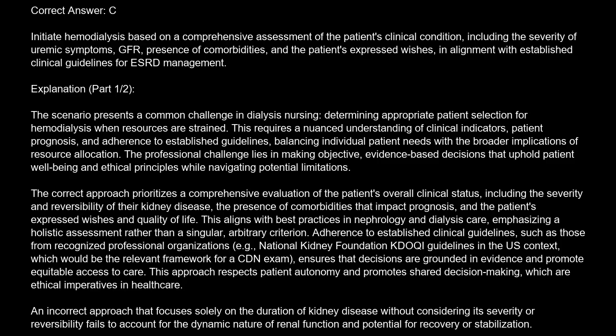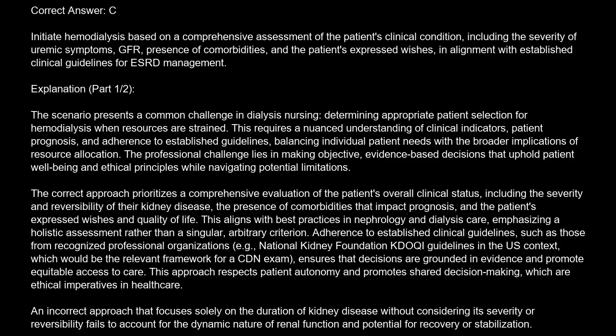The professional challenge lies in making objective, evidence-based decisions that uphold patient well-being and ethical principles while navigating potential limitations. The correct approach prioritizes a comprehensive evaluation of the patient's overall clinical status, including the severity and reversibility of their kidney disease, the presence of comorbidities that impact prognosis, and the patient's expressed wishes and quality of life. This aligns with best practices in nephrology and dialysis care, emphasizing a holistic assessment rather than a singular, arbitrary criterion.